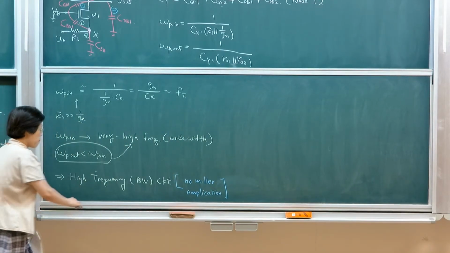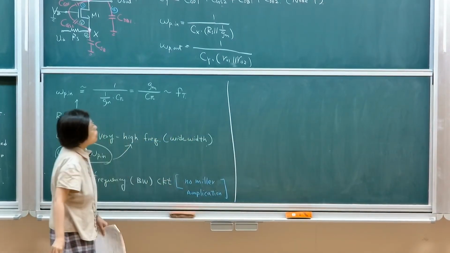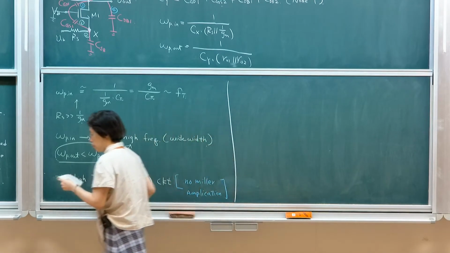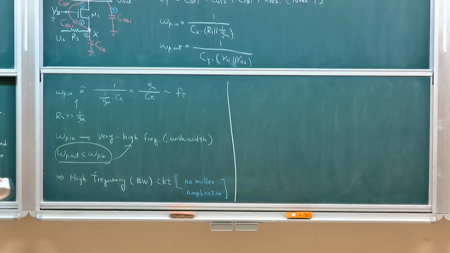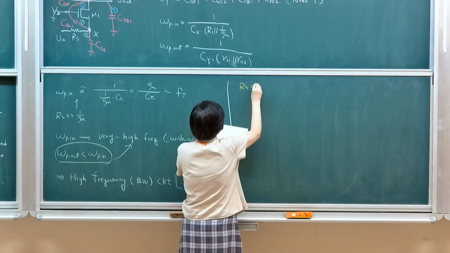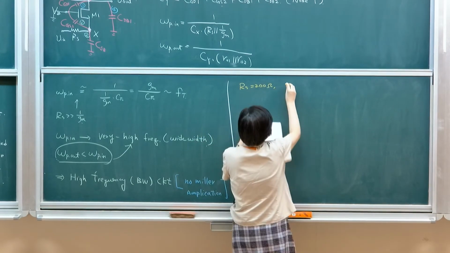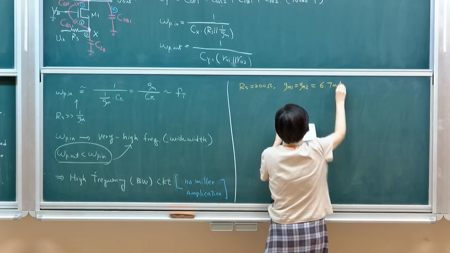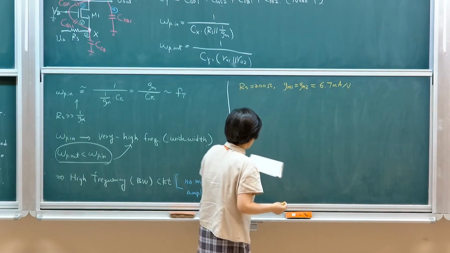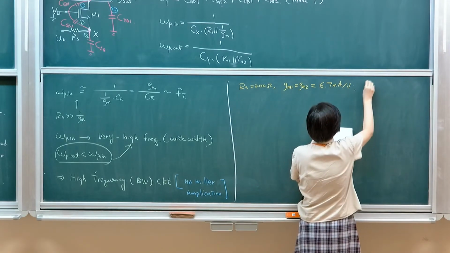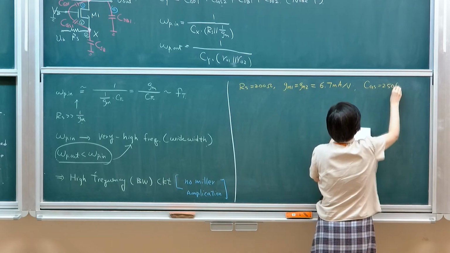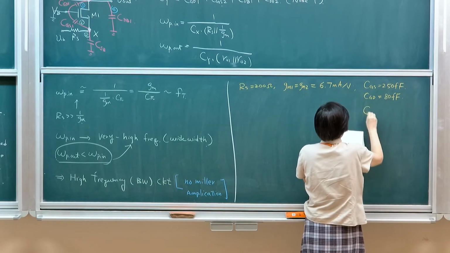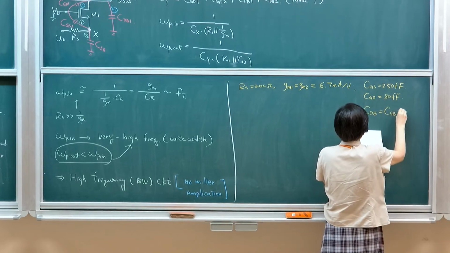Let me use this half page to finish our discussion on this common gate example with diode-connected load. So let's give the parameters. Let's say RS is 200 ohm, and I have gm1 equals gm2 at 6.7 milliamp per volt. Both transistors have the same CGS, 250 femtofarad. CGD, they're the same in size, 80. And CDB, because these are symmetric devices, we're assuming they're all the same.